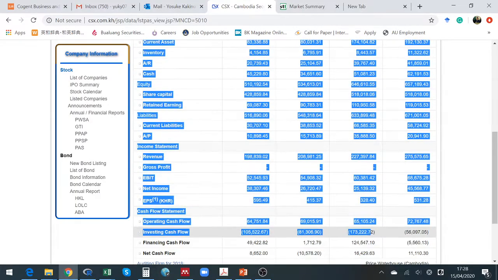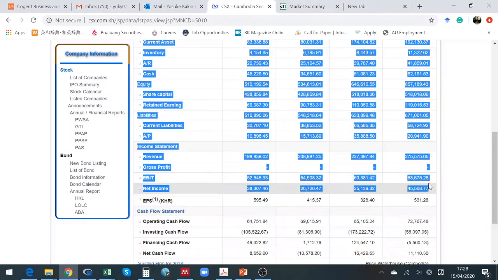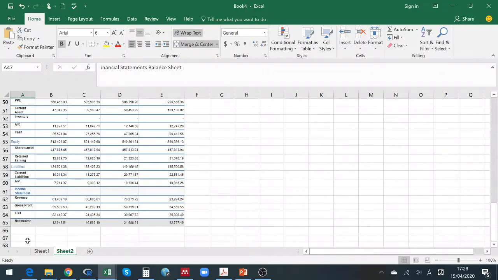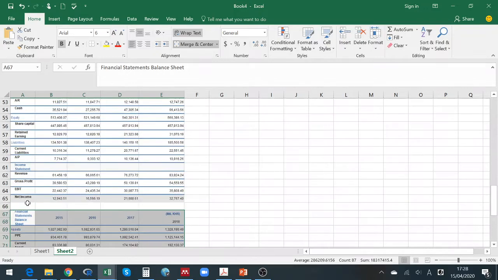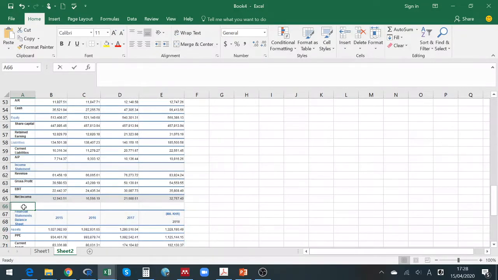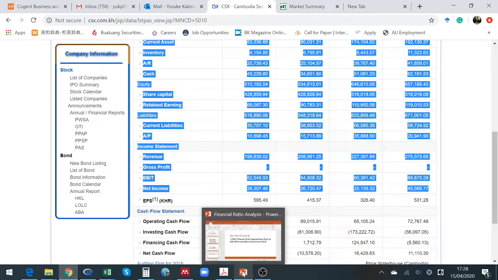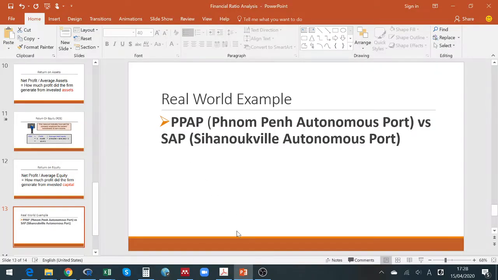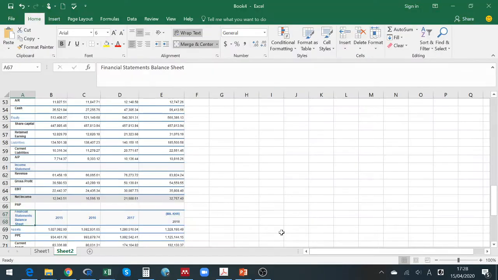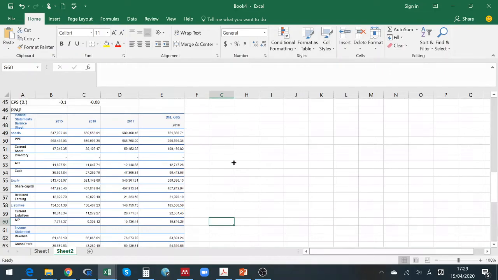Let's see. Is it PAP? Hold on a second, I forgot the SAP. Sorry, PPAP and SAP, Sihanoukville. So it should be SAP. First, I want to know return on assets.